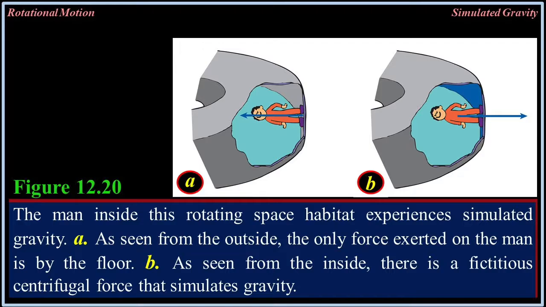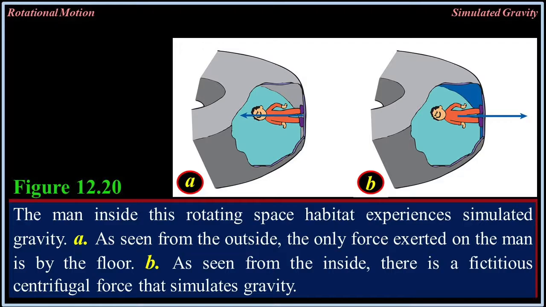As seen from inside the rotating system in figure 12.20b, in addition to the man-floor interaction, there is a centrifugal force exerted on the man at his center of mass. It seems as real as gravity, yet, unlike gravity, it has no reaction counterpart. There is nothing out there that he can pull back on. Centrifugal force is not part of an interaction, but results from rotation. It is therefore called a fictitious force.